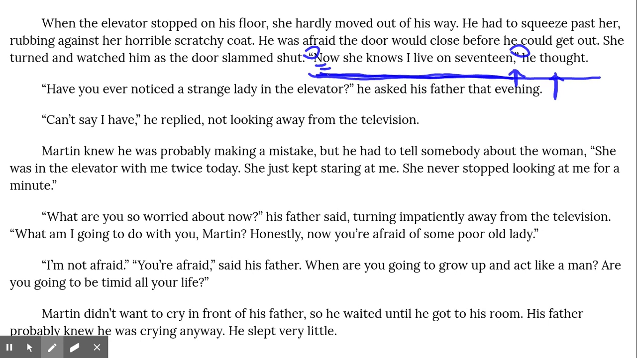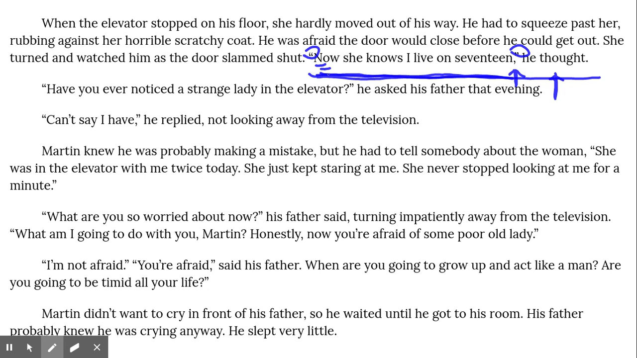What are you so worried about now? His father said, turning impatiently away from the television. What am I going to do with you, Martin? Honestly, now you're afraid of some poor old lady. I'm not afraid. You're afraid. Oh, I'm not afraid. You're afraid, said his father. When are you going to grow up and act like a man? Are you going to be timid all your life?